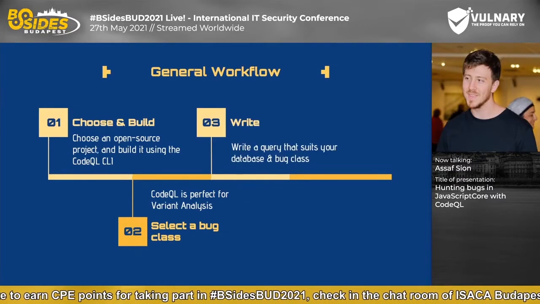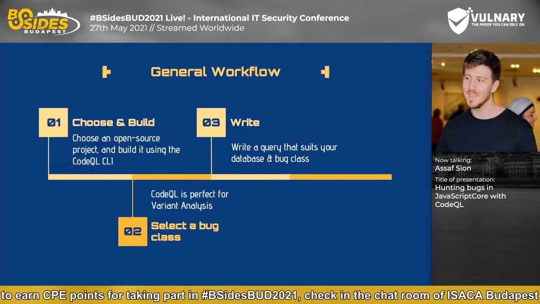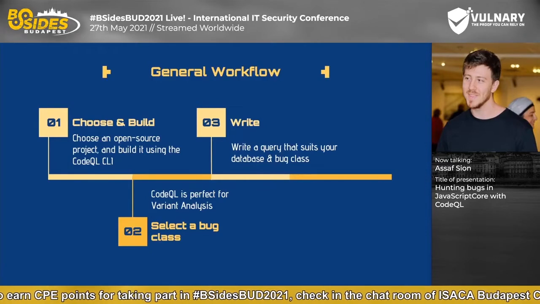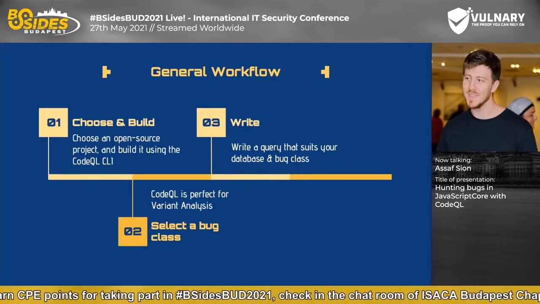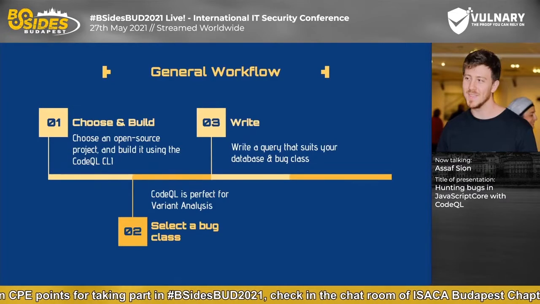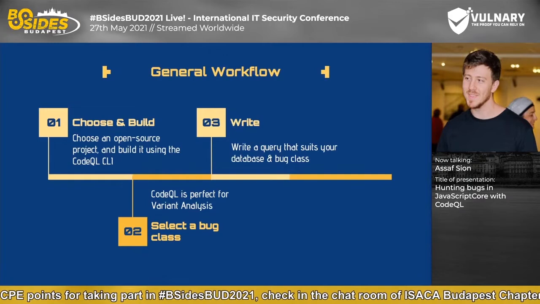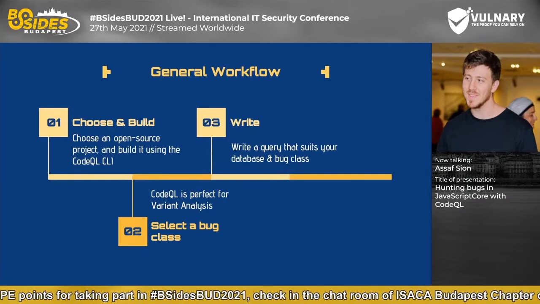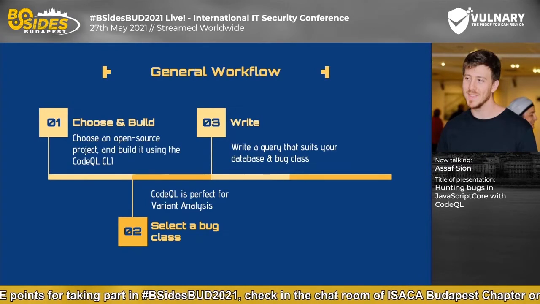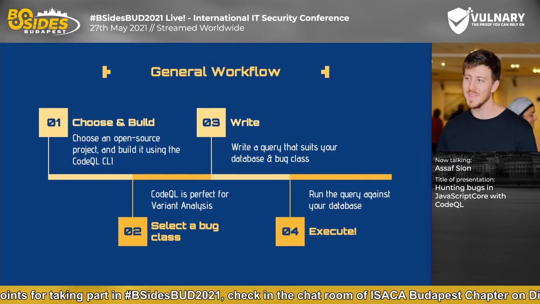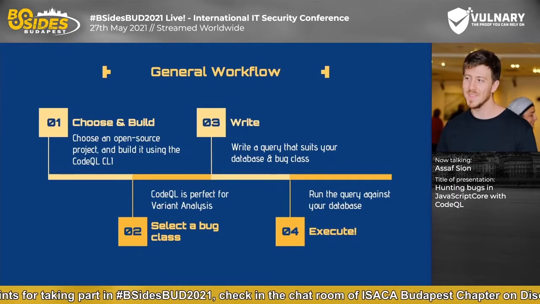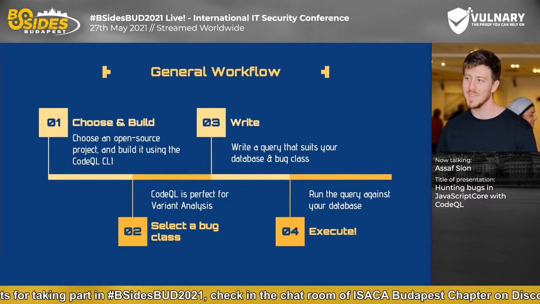Then, write a query that finds the bug class and make sure it works by executing that query against a prior known vulnerable version of the project you chose to analyze. That's a pro tip, so make sure that the query finds all vulnerabilities from that same bug class in prior versions. Finally, execute your query against an up-to-date database and hopefully find new bugs.